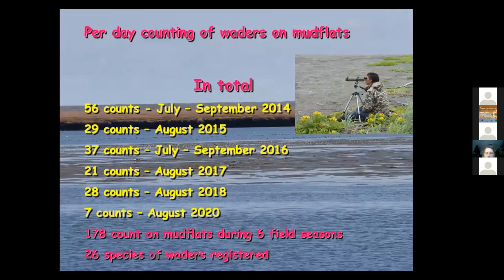And I need to explain this staging place. It's quite small, maybe 4 or 5 kilometers by 1 kilometer. It's a quite small area, but even such an area is rather interesting for us. One of our main tasks was making per-day counts of all waders during low tide. In total, you can see we made almost 180 counts, and we found 26 species there.